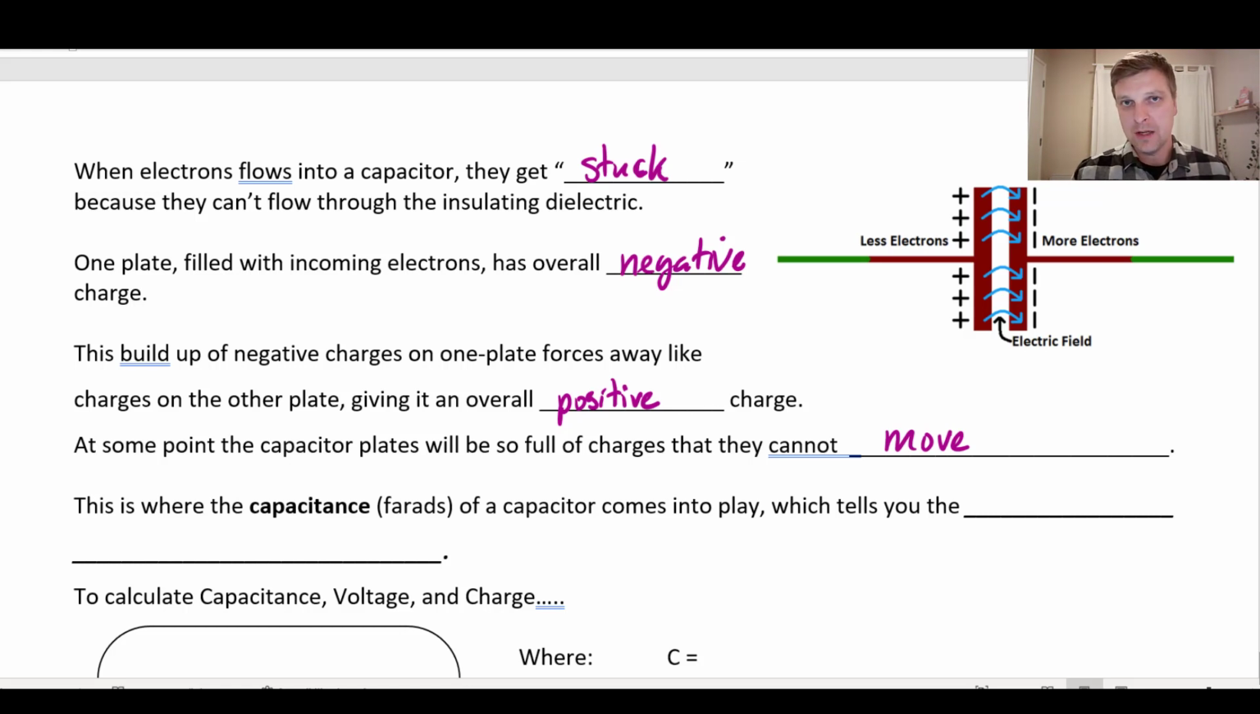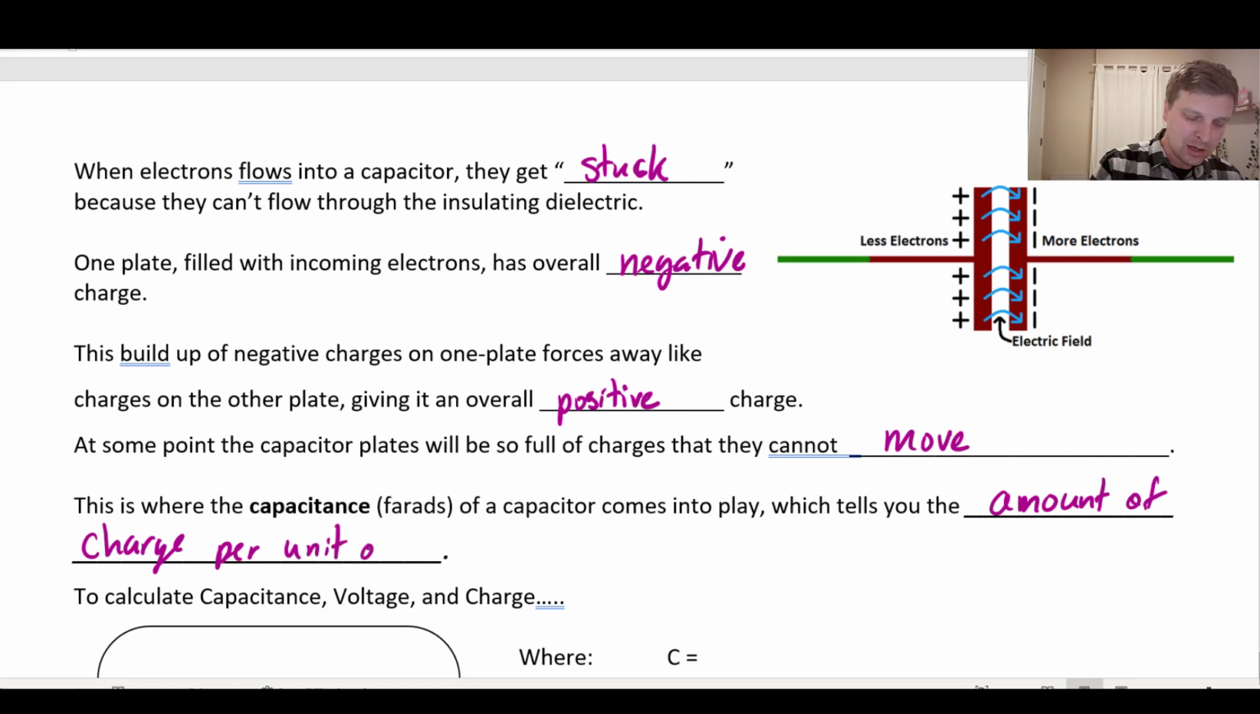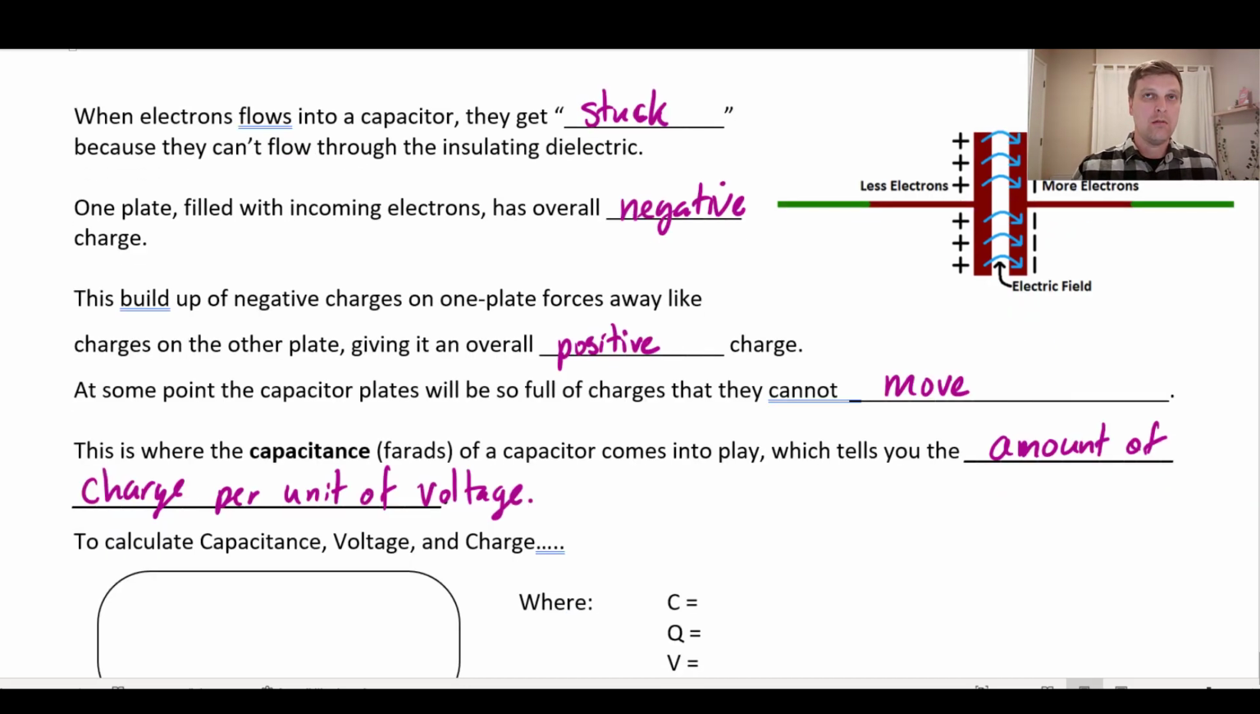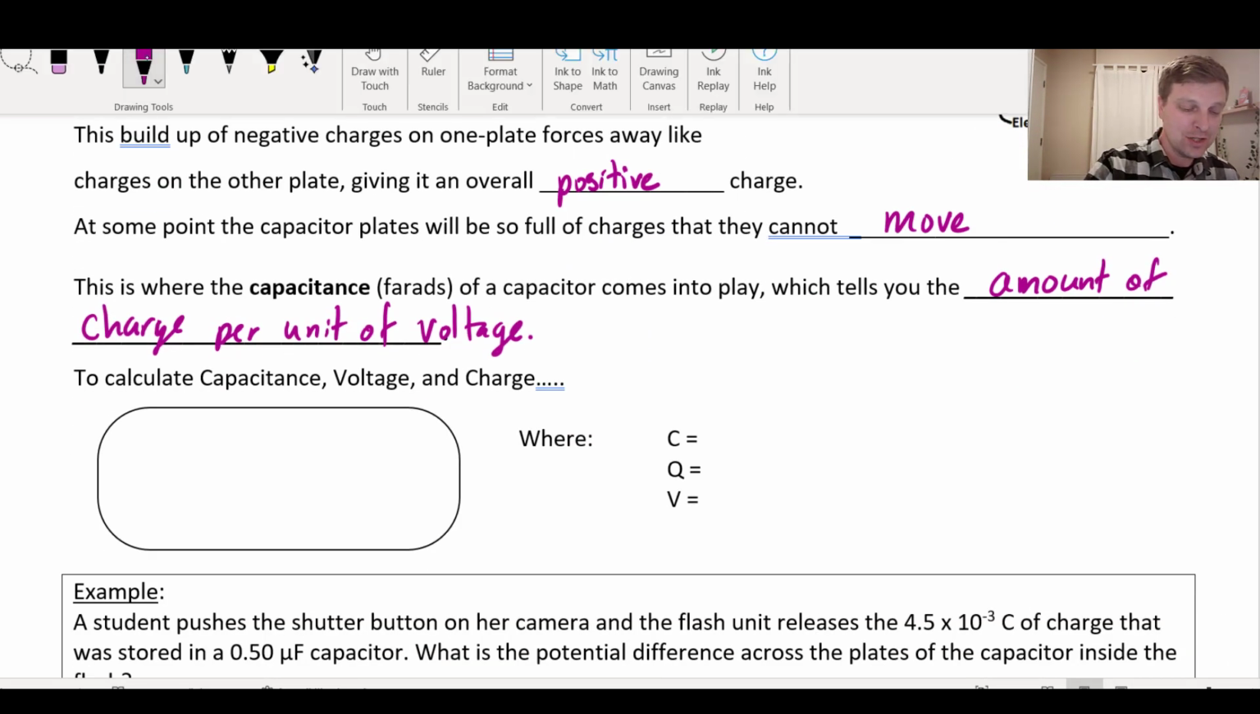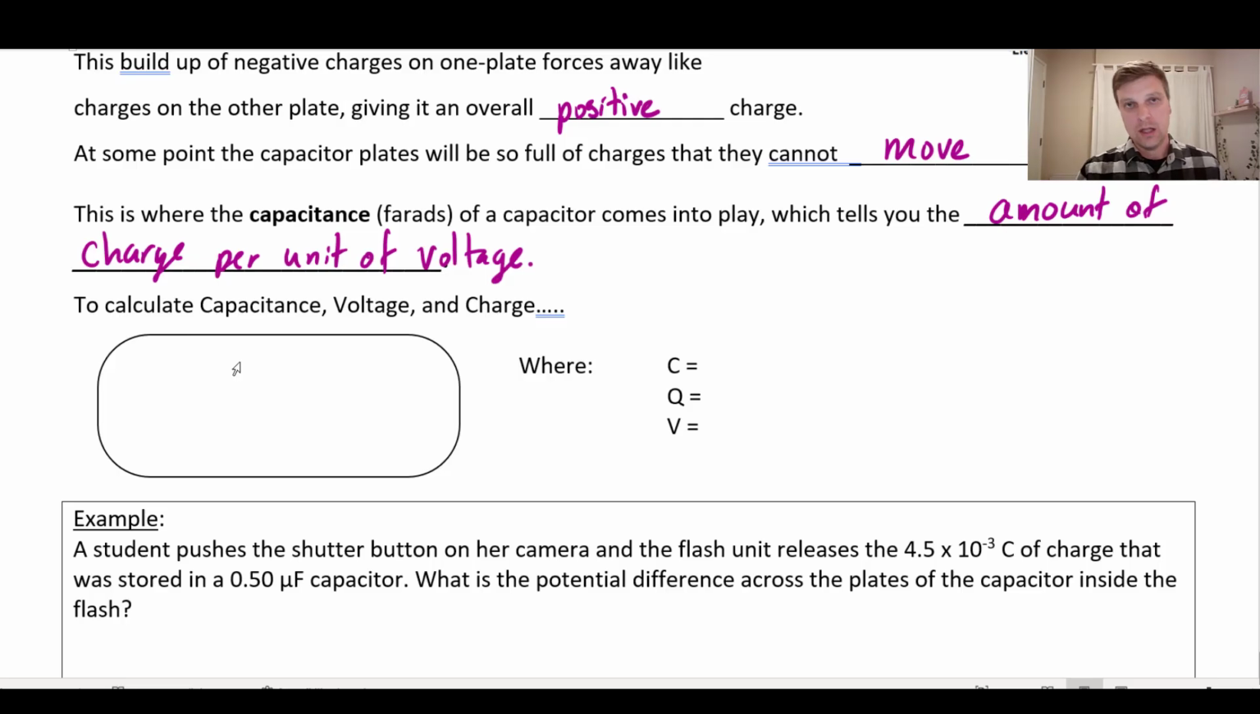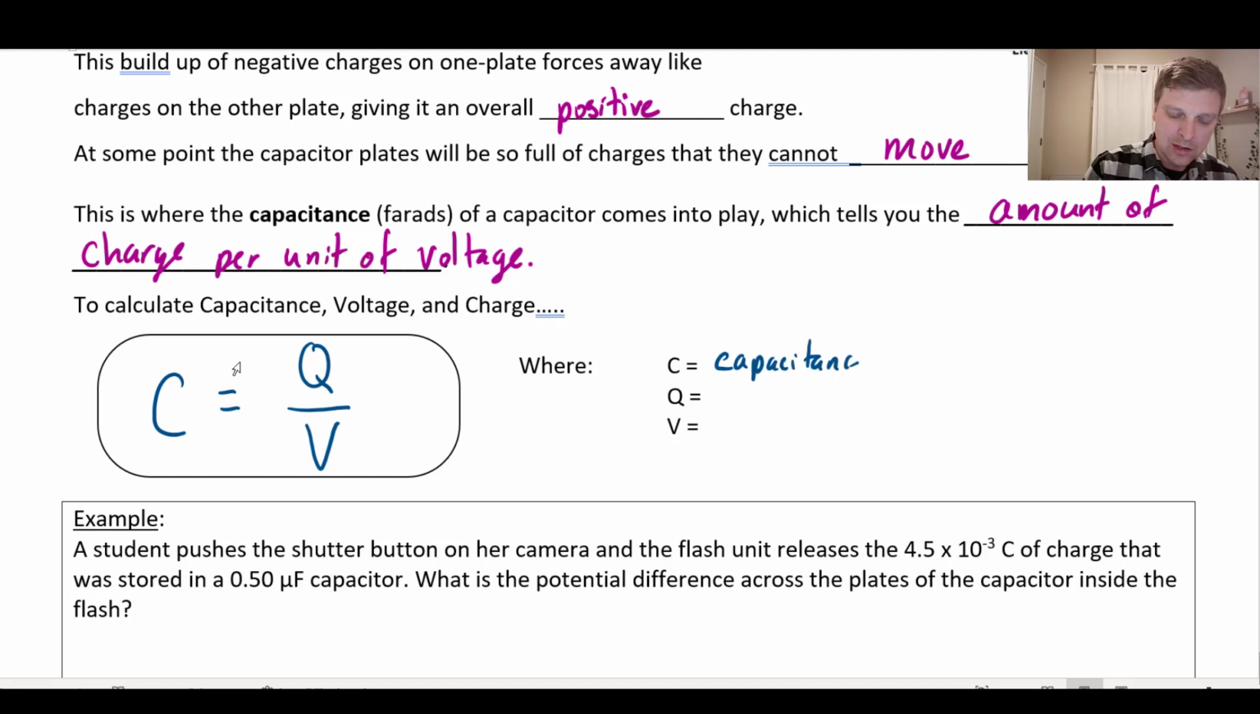Okay, so this is where capacitance comes in, because this tells us the amount of charge per unit of voltage. Okay, so to put it in a nice handy equation, like we're going to right here, we could say that the capacitance is really just a measure of the amount of charge built up per unit of voltage, where again C is my capacitance, Q is my charge, and V is my voltage.